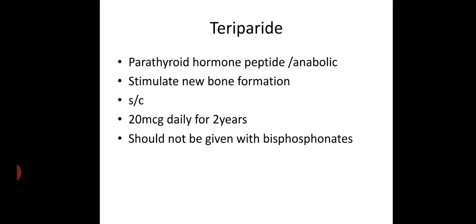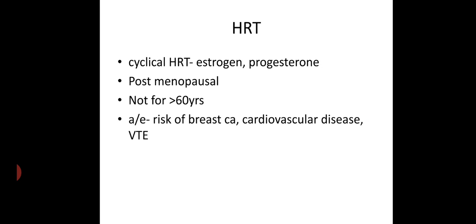Next one is teriparatide. It is a parathyroid hormone peptide, anabolic, and it stimulates new bone formation, and it's given subcutaneously. The dose is 20 microgram daily for 2 years, and it should not be given with bisphosphonates. Next one is hormone replacement therapy. Cyclical hormone replacement therapy with estrogen and progesterone can be given for postmenopausal ladies, but it should not be given for more than 60 years age, because of risk for breast cancer, cardiovascular disease, and risk of venous thromboembolism.